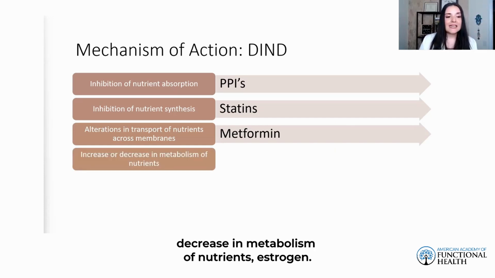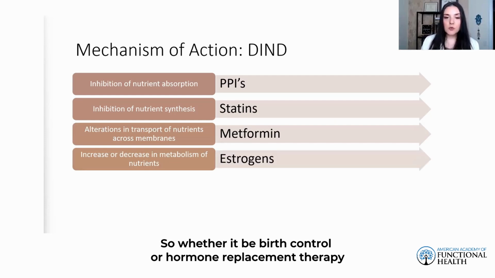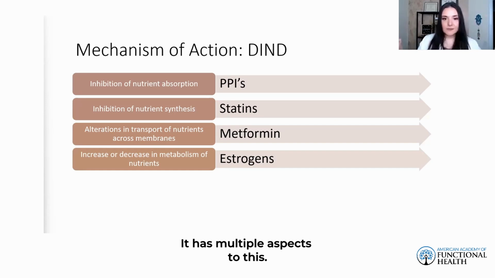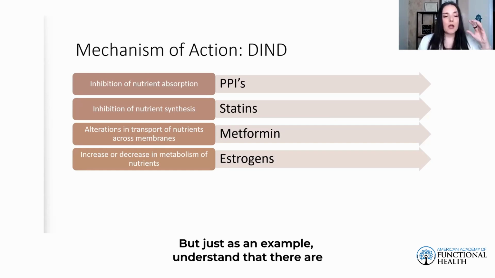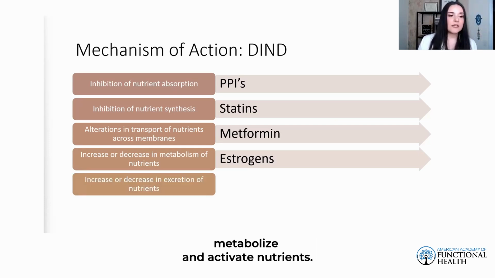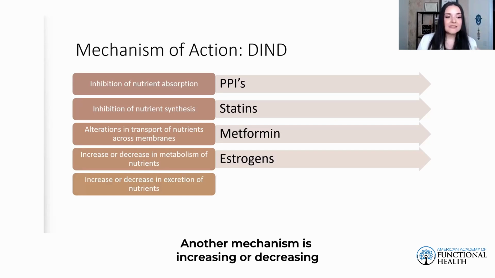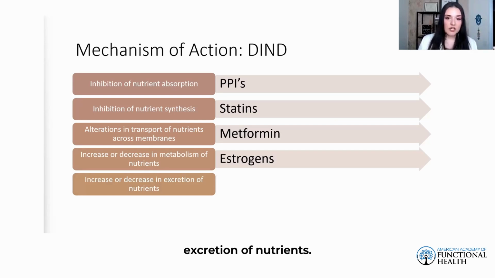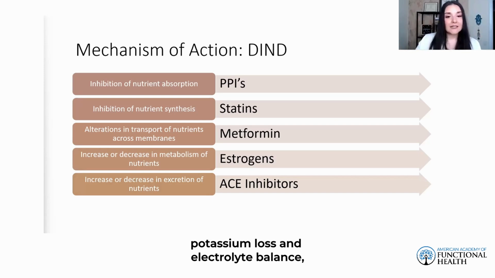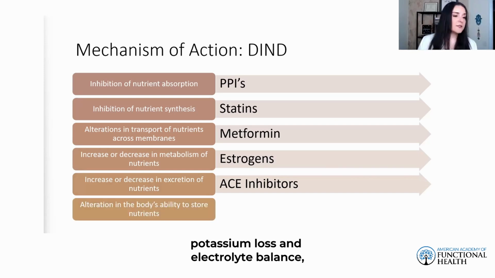Increase or decrease in metabolism of nutrients. Estrogen, so whether it be birth control or hormone replacement therapy, changes the way we metabolize certain nutrients. It has multiple aspects to this, but just as an example, understand that there are medications that decrease the way that we utilize and then metabolize and activate nutrients. And another mechanism is increasing or decreasing excretion of nutrients. So your ACE inhibitors might increase, for example, potassium loss and electrolyte balance.